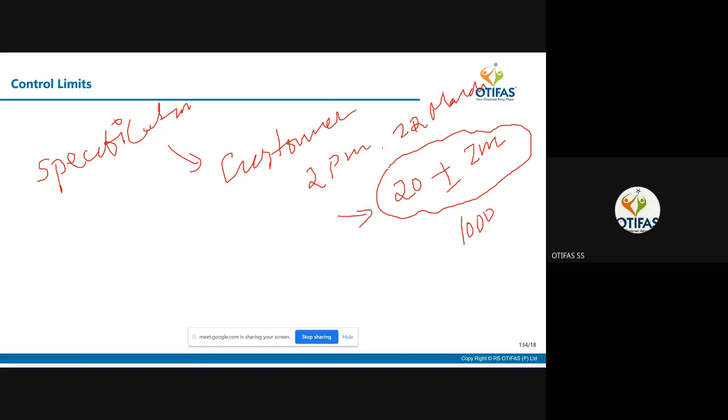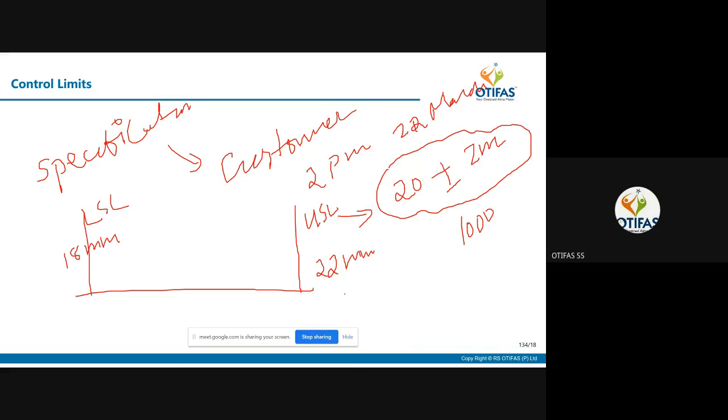Now, what is the specification? What is the specification width? That means there is an upper specification limit and a lower specification limit, that is USL and LSL. Now, what is USL? USL is 20 plus 2, that means 22 mm is my USL. And at the lower end, 20 minus 2, that means 18 mm is my LSL. So I need to get this product within these two specifications.